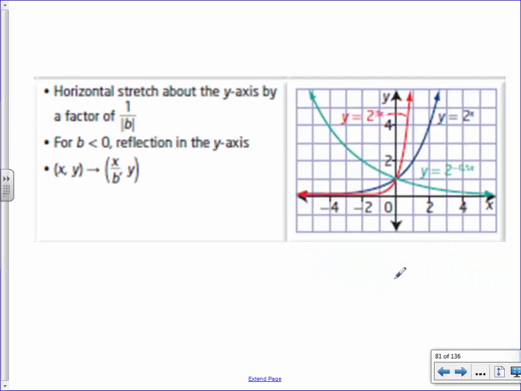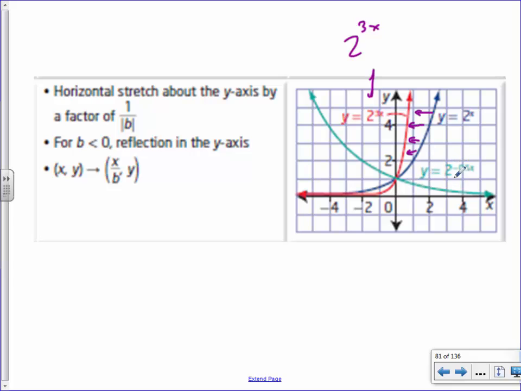Okay, more pictures. What if I were to put, say, a 3 in front of the x? This one right here, if you can't read that, is 2 to the 3x. Well, a 3 directly next to x takes the graph and squishes it in. So hopefully you can see how this blue graph right here, compared to the red graph, has been pushed inwards. That makes sense?